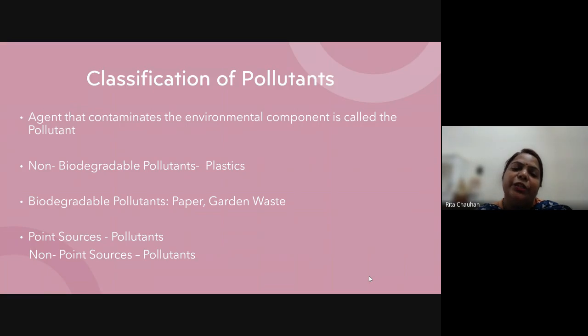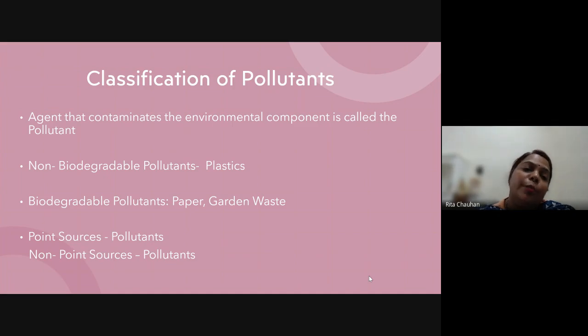So in nature it will be degraded. For example, if we throw a paper, then after some time the paper will shrink. After more time, you can see it will again become a small piece of paper, and after some time it will mix into the soil. So it is a biodegradable pollutant, which can be degraded by the microorganisms present in the soil.